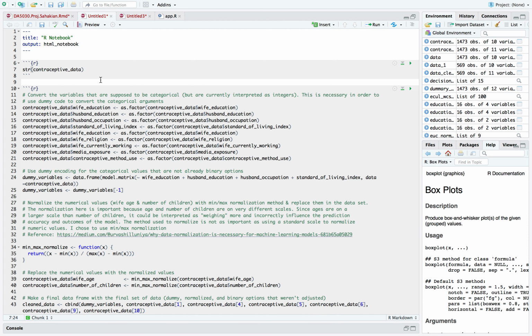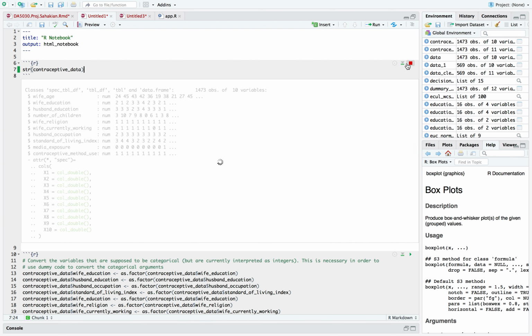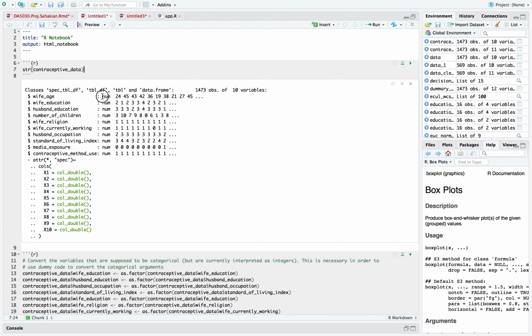So this data needed to be cleaned a little bit before I could move on with my analysis. If we just look at a summary of this data, we can see that everything is numerical in nature. However, that is not the case. For example, the only attributes that are numerical are the wife's age and the number of children. Everything else is either a binary option, so something like religion, which was a yes or no about whether or not the women were Muslim.